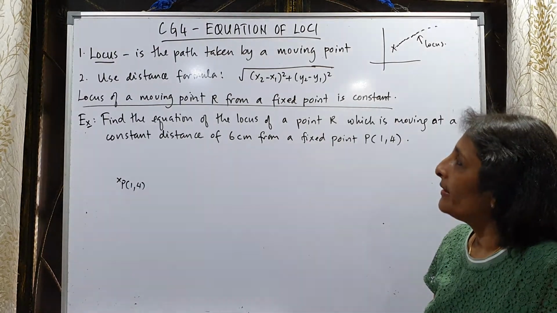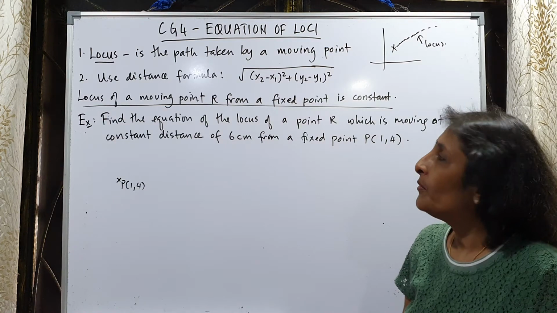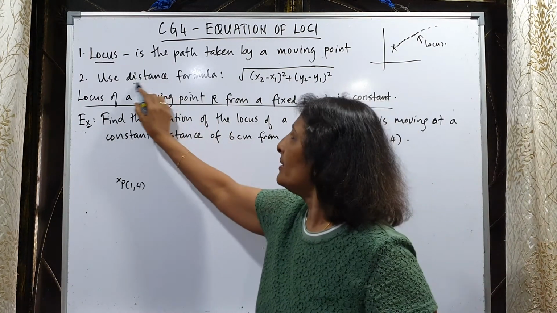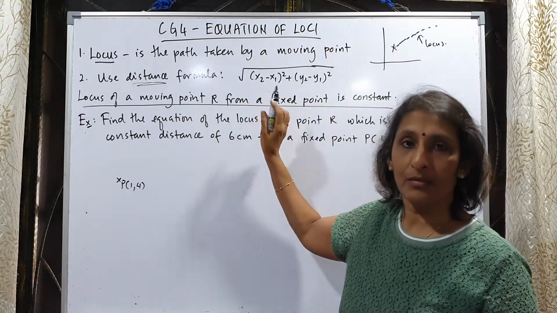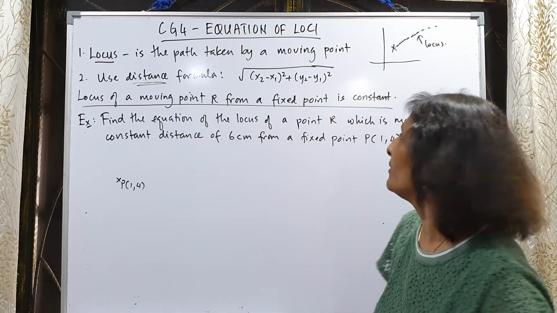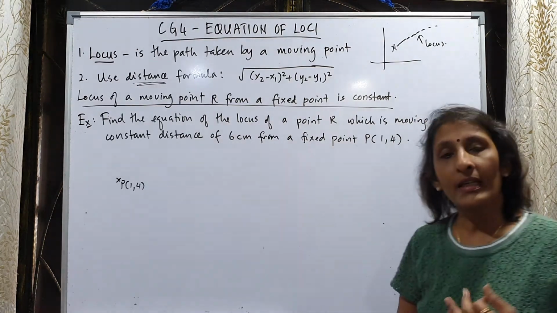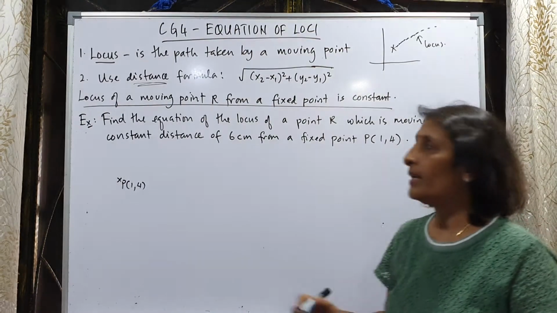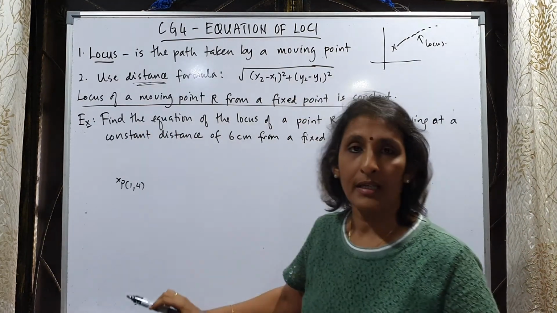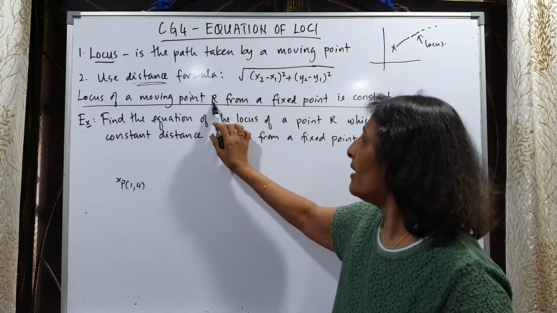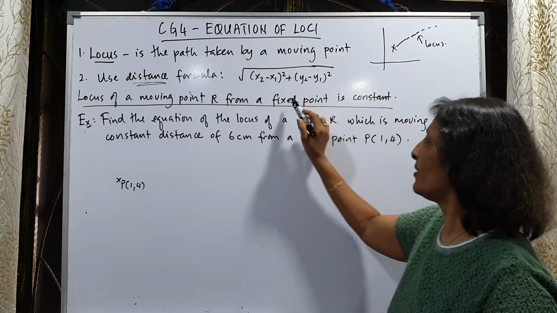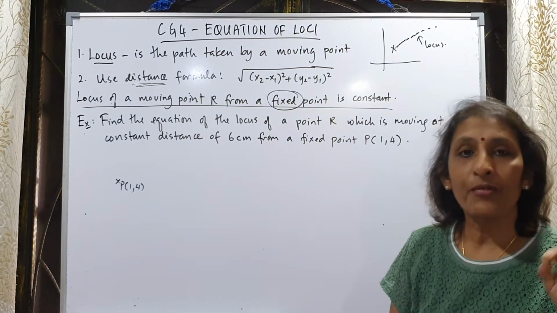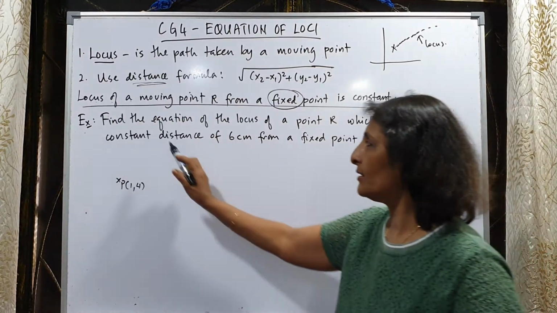Okay? Alright, number 2. For most of the questions in locus, we use the distance formula. Remember the distance formula we learned last time? Yes, this is the formula we're going to use for most of the questions. Now in our syllabus, there are two types of locus that you're going to learn about. The first one is this, and later we'll do the second. Locus of a moving point R from a fixed point is a constant. So now you're going to do this one, a locus of a moving point from a fixed point. Okay, so let's see this example.